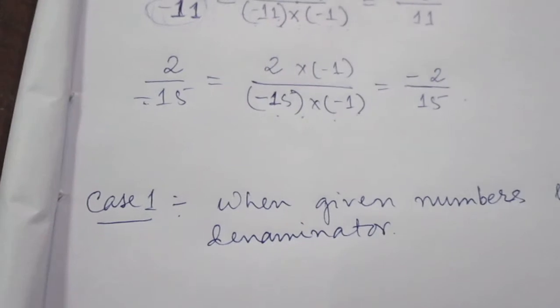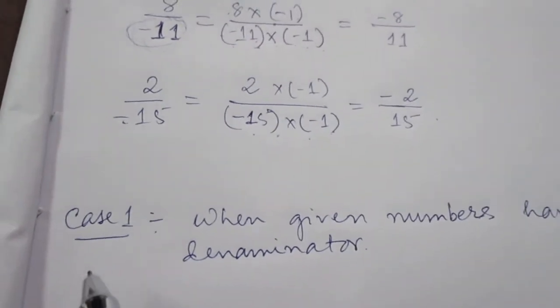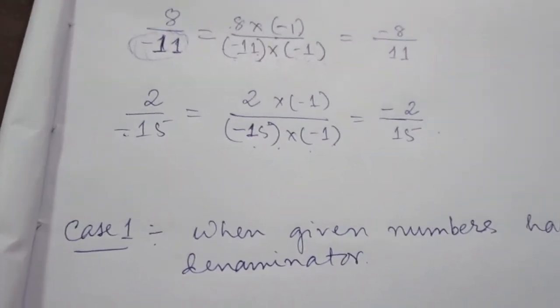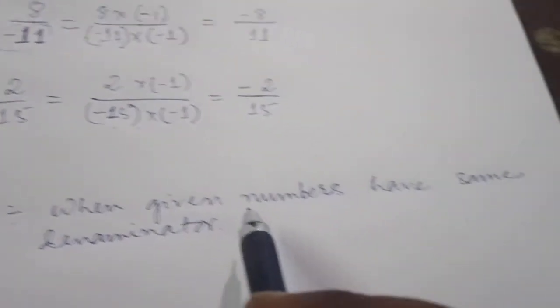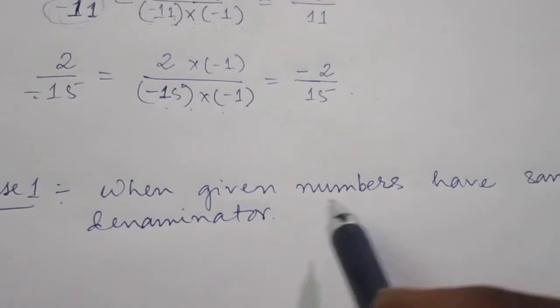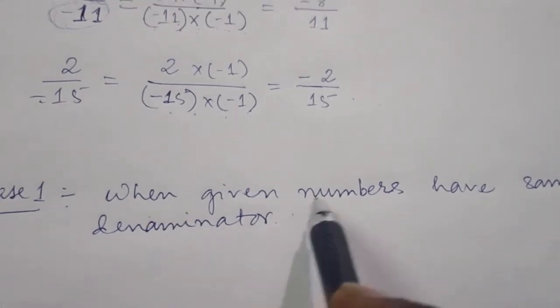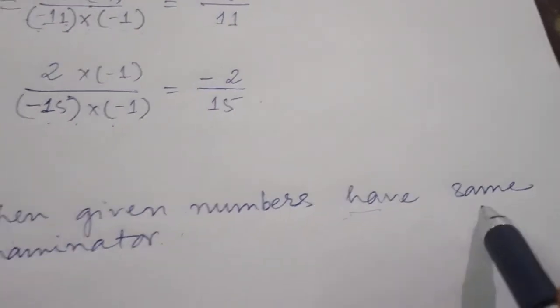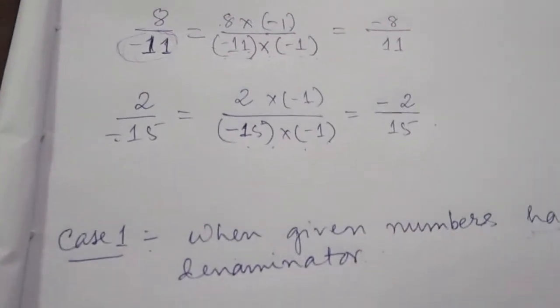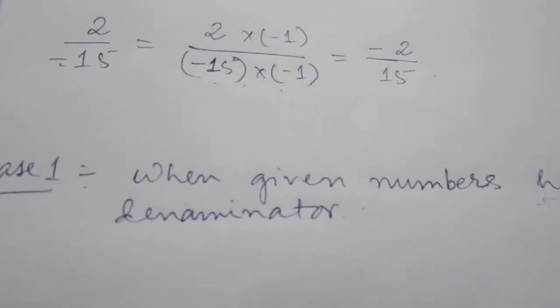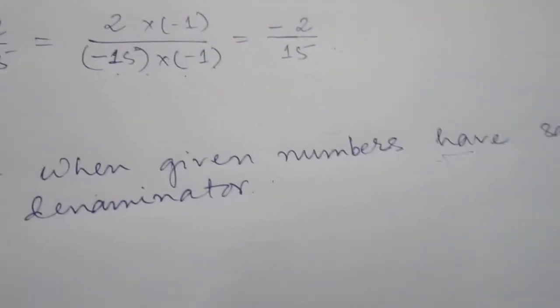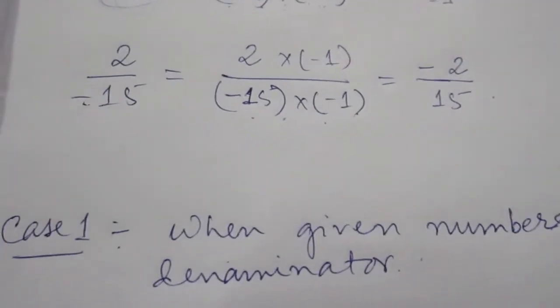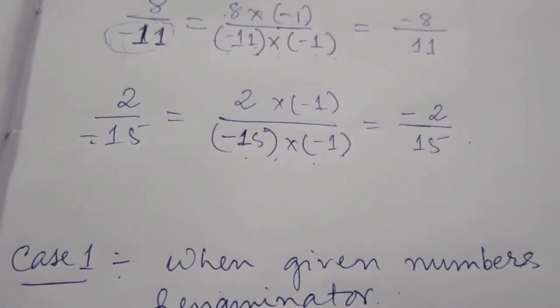Now we will go to case 1. There will be two cases of addition of rational numbers. The first case is where the given numbers have the same denominator. We will understand with some examples. So here the denominators are the same. Let us take an example.